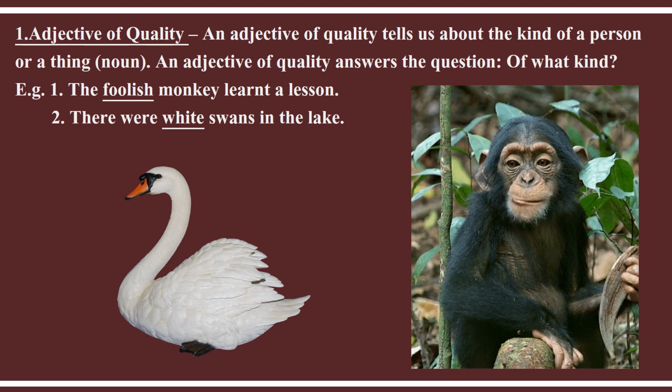Let's learn them in detail. First, adjective of quality. An adjective of quality tells us about the kind of a person or a thing, that is a noun. An adjective of quality answers the question of what kind. Example: the foolish monkey learnt a lesson. There were white swans in the lake. The underlined words foolish and white show the quality of a monkey and swans.